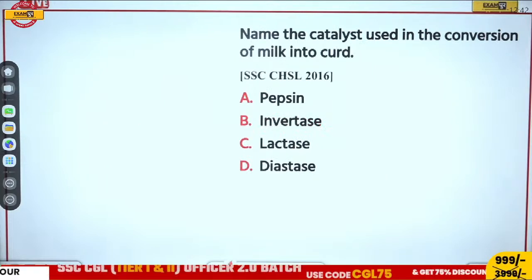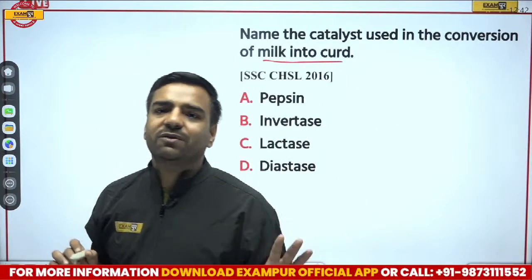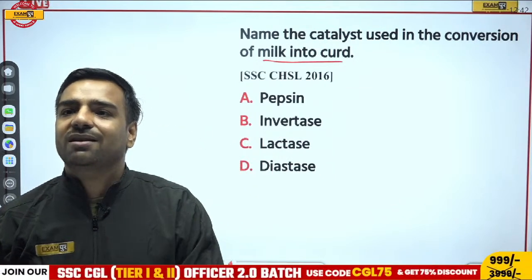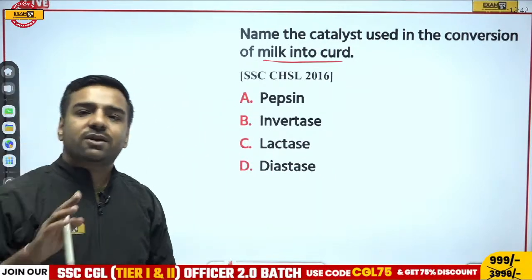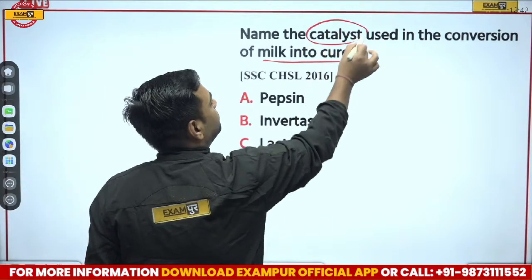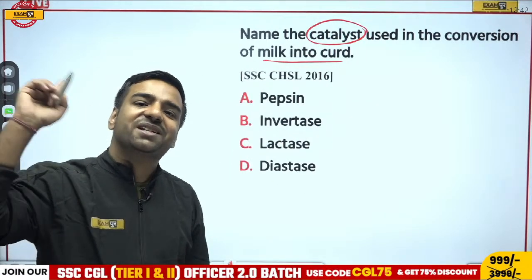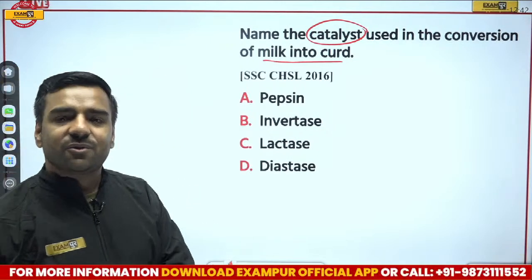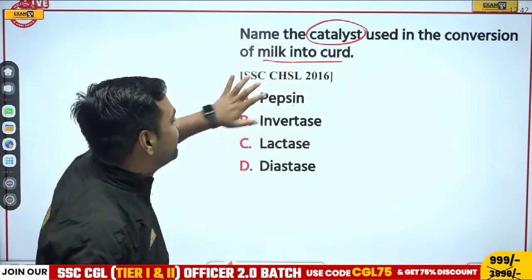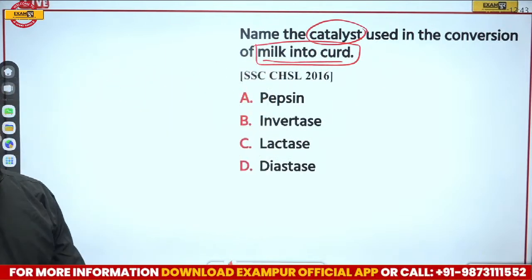Name the catalyst used in the conversion from milk into curd. Now, even if you're not aware of this answer, you can use mnemonics and all. So, what is a catalyst? A catalyst is the one which helps in increasing the rate of reaction. Remember the definition we used to study in 6th and 7th standard. But even if you are not aware of this, just seeing milk into curd and having a look at the options, you can give this answer.